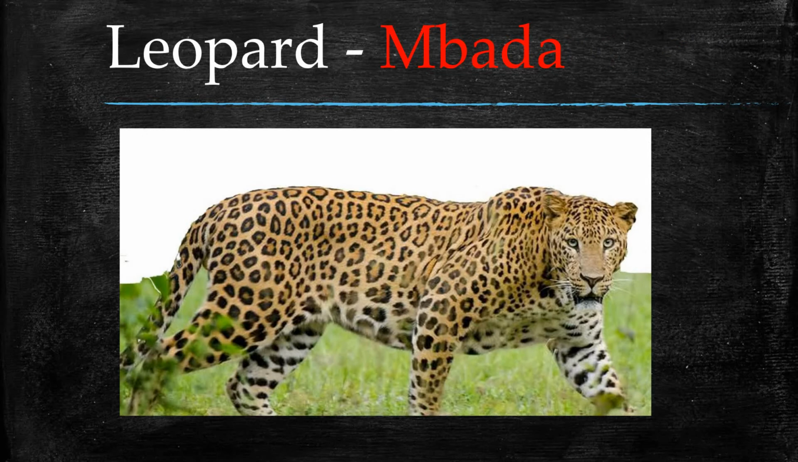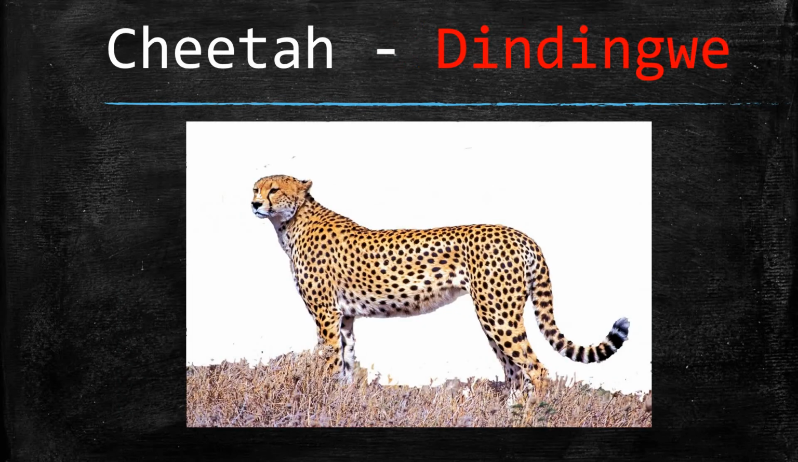And then the fifth one is the leopard. It is called Mbada. Yes, that's the fifth of the Big Five. Now we are done with the Big Five, and next up is another animal in the cat family, the cheetah. The cheetah is called Dindingwe.